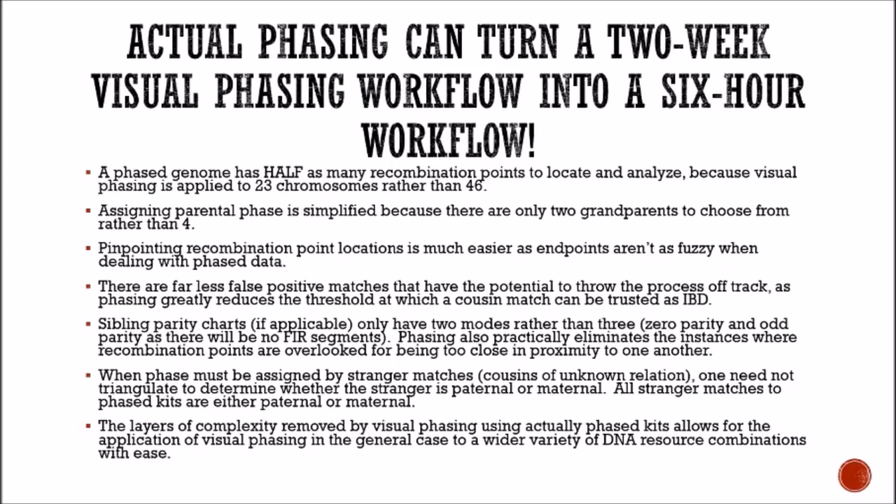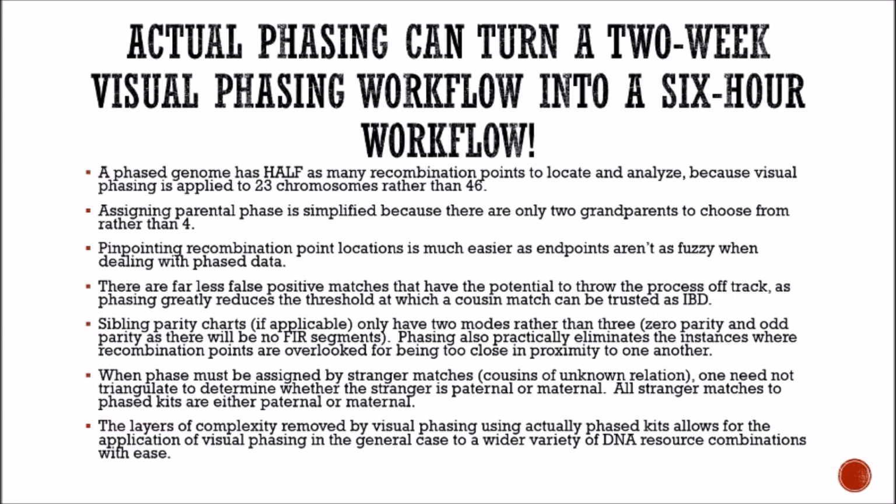Number 3, pinpointing recombination point locations is much easier, as endpoints aren't as fuzzy when dealing with phase data. And we've talked about that. The reason is because the two copies are not overlaid on top of each other in the file, creating a mess. For most SNPs, you only have 2 possible choices of bases. A lot of the time, even if you have perfectly good measurements of those, it may as well be a no call for the purpose of determining whether it's part of a segment match. Because if you've got both bases covered, you're going to match everybody. If you got a C from your father and a T from your mother at a particular location, and everyone in the world has either a C or a T on every chromosome, you're going to match with everyone at that point.